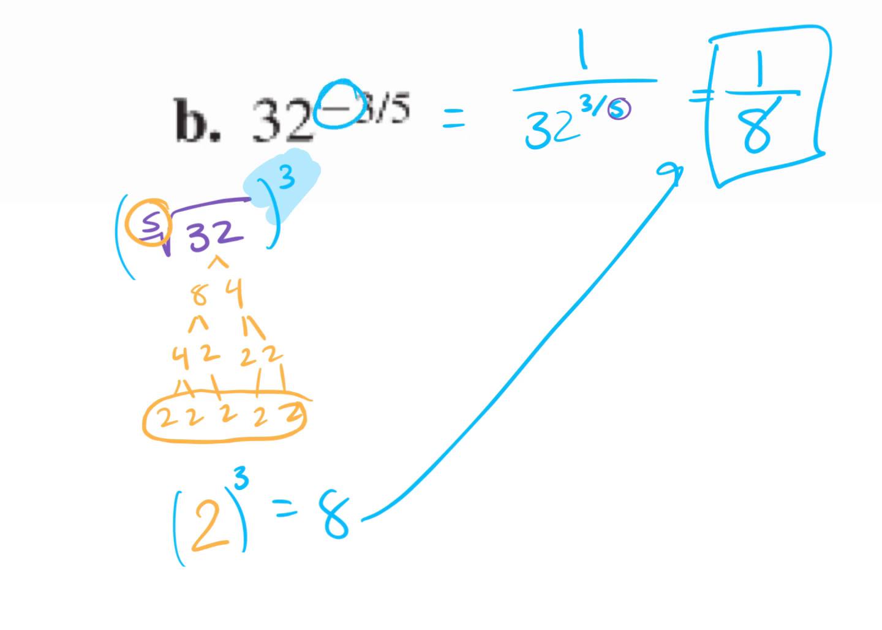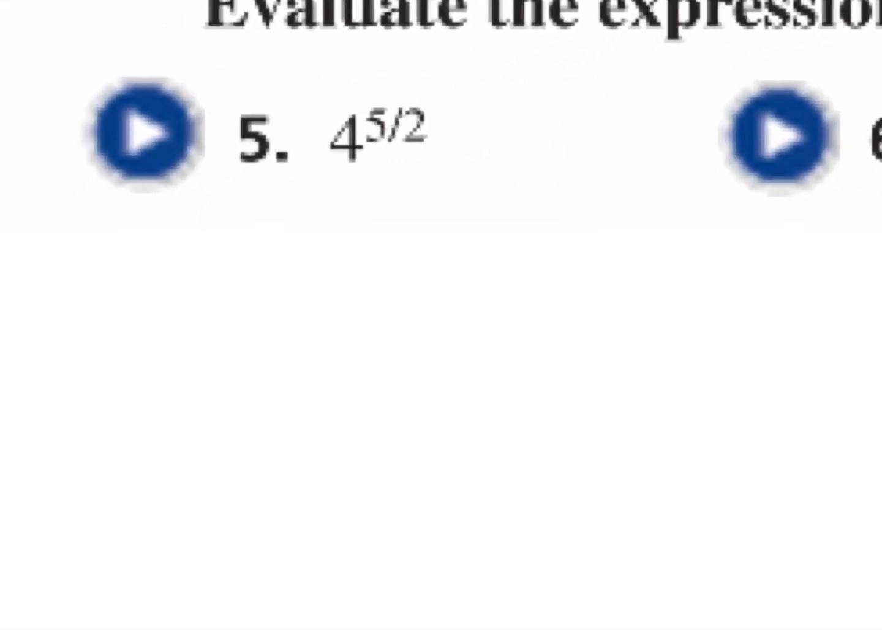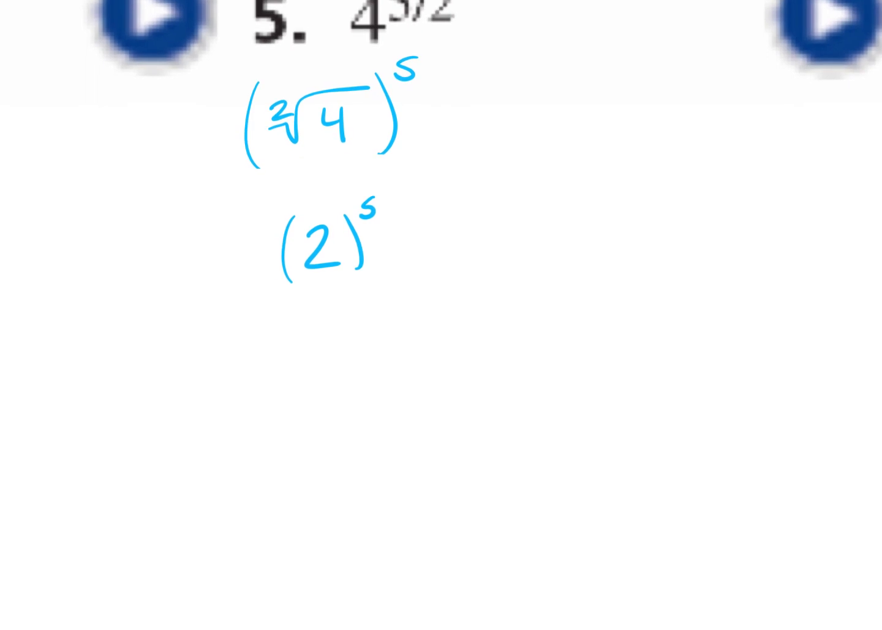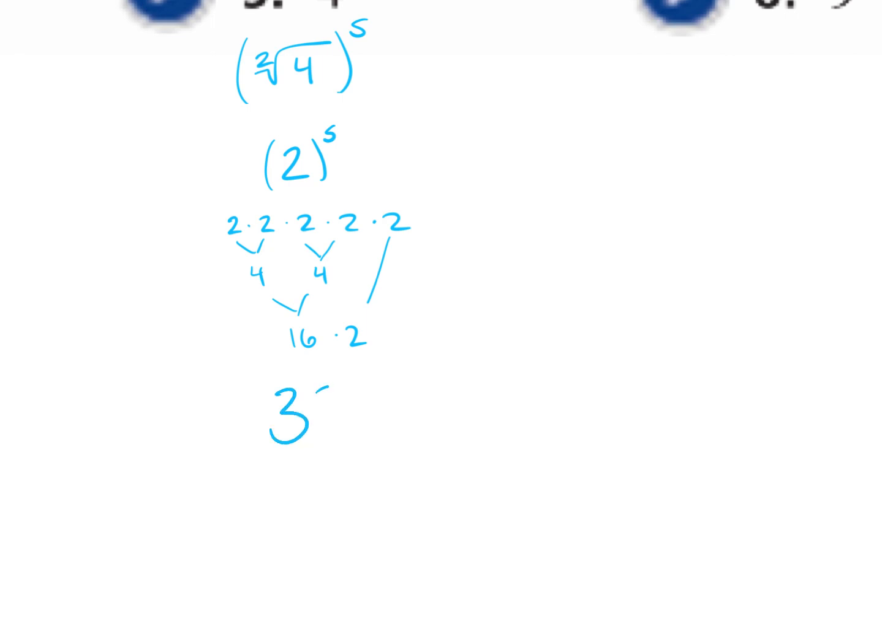So don't forget, if it's negative, that means it's going to be 1 over whatever number you get when you simplify. All right, let's look at the next one. What's my index for number 5? 2. So I'm taking the square root of 4 to the 5th power. Well, what's the square root of 4? 2. So this would be 2 to the 5th power. If we don't know what 2 to the 5th power is right off the top of our head, write it down. 2 times 2 times 2 times 2 times 2. So 2 times 2 would be 4. 2 times 4, 2 is 4. 4 times 4 is 16. And 16 times 2 is? 32. So our answer here is 32.